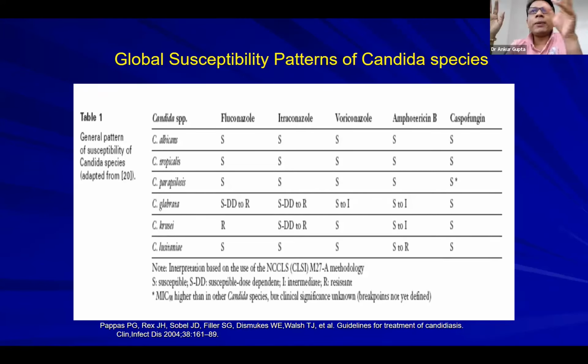Okay? Tropicalis is one of the most common species in India. So fluconazole covers tropicalis, but the resistance rate is inching towards 10-15%. We had a paper from PGI Chandigarh. Fluconazole had 12% resistance in tropicalis.